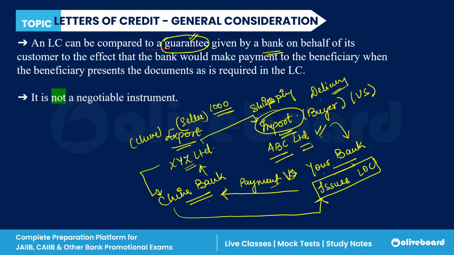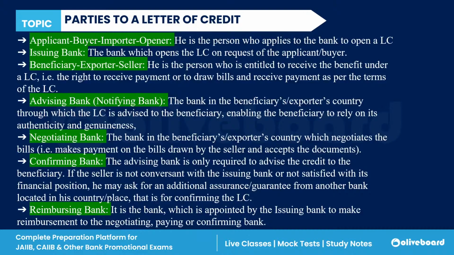Lastly, as the buyer, when ABC Limited receives the delivery of the 1,000 smartphones, ABC Limited pays your bank. The complete thing is executed. This is known as the letter of credit. Clear, everyone, what is a letter of credit?